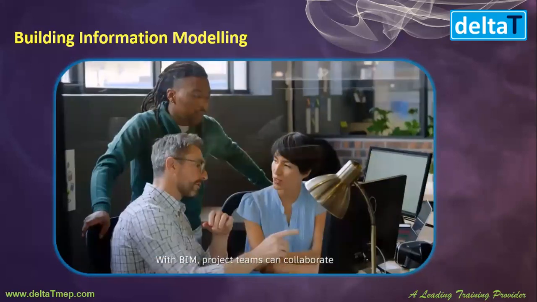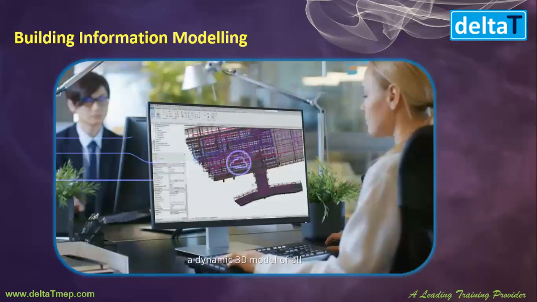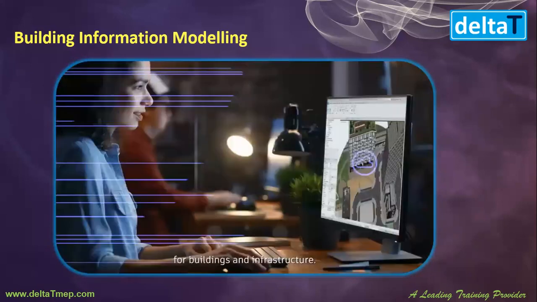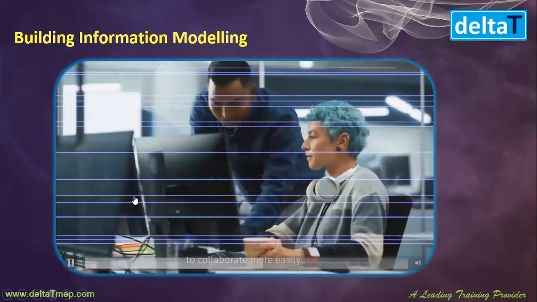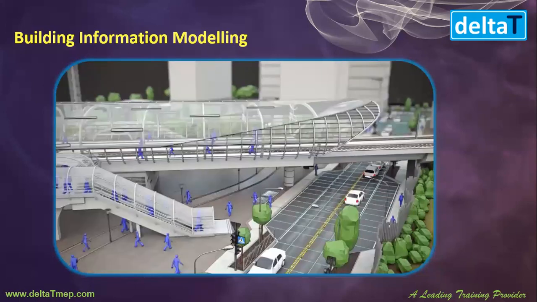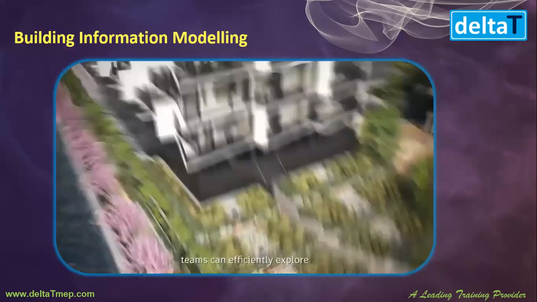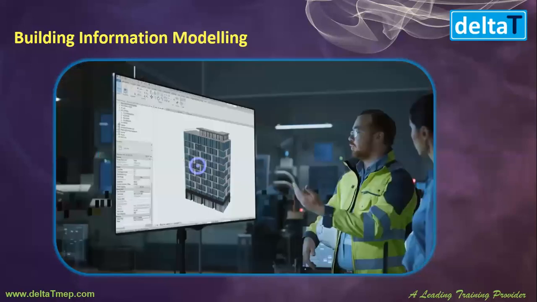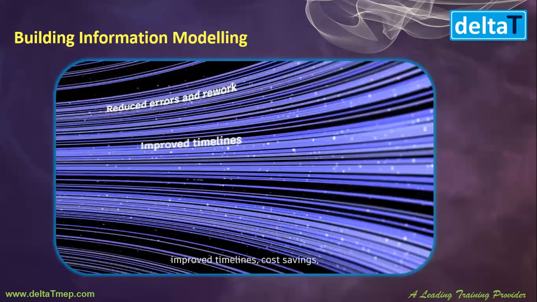With BIM, project teams can collaborate in a shared cloud-based environment. BIM allows teams to create a dynamic 3D model of all the data associated with the project, capturing all physical and functional characteristics and relationships for buildings and infrastructure. Everyone on the team can access all essential data in real time to collaborate more easily, to use simulation and analysis, and convey design intent to improve designs, quality, and client satisfaction. And with today's critical need for sustainable construction practices and eco-friendly structures, teams can efficiently explore a wide range of options and develop innovative strategies to deliver comfort, performance, and energy savings. BIM enables close collaboration across design and construction teams, which can help reduce errors and rework and help teams achieve improved timelines, cost savings, and better project outcomes.